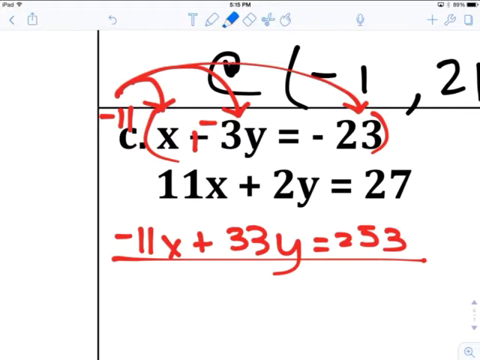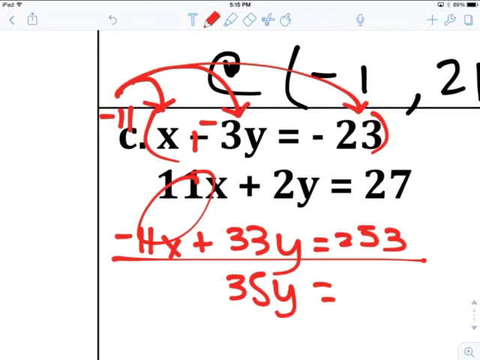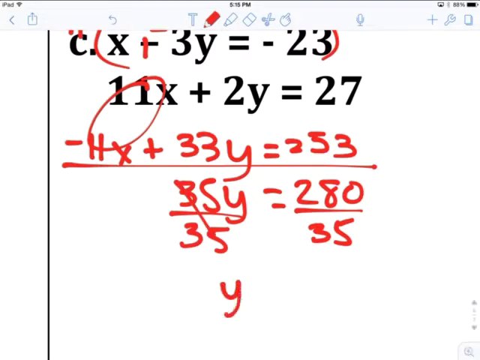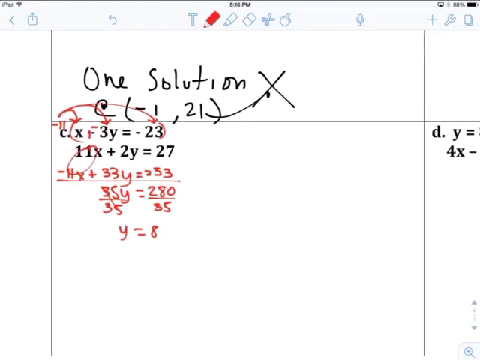So at 0 here, 35y there equals, add 27 to that, 280. Divide 280 by 35. Use your calculator. So I'm using my calculator. I get 8. That's an easy one. Y is 8. So remember, y is 8 right there.